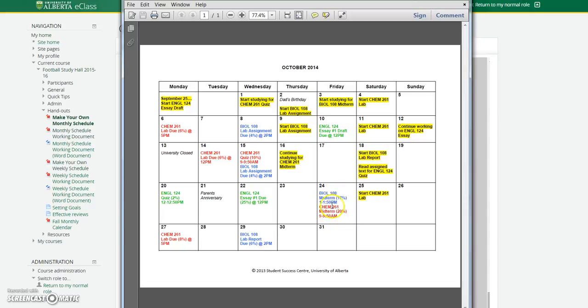So this student has, let's see if we can find their start date. Start studying for Biology 108 midterm. So here they've got all their start times in yellow. They've got start studying for bio and then start studying for chem. They must have made a judgment call here saying that, you know what, chem is maybe a little bit easier for me than bio. I have to start bio much earlier.